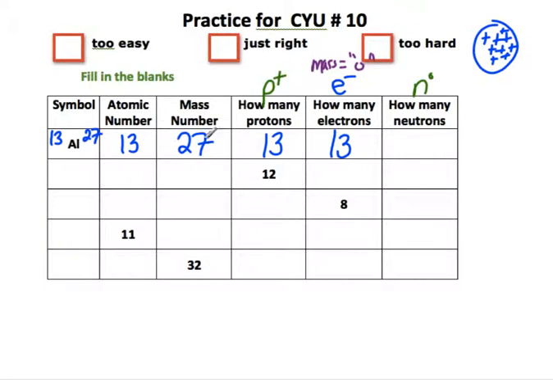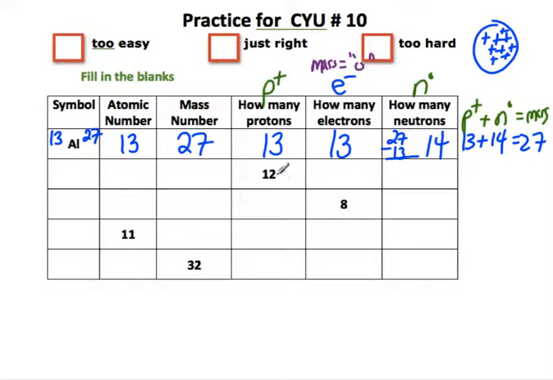So, if the mass number is 27, and we know there are 13 protons, then to figure out the number of neutrons, we just have to take that 27 and subtract the number of protons, and we get 14. That's how many neutrons there are, because 13 plus 14 equals 27. The 13 being the mass contributed by the protons, and the 14 being the mass contributed by the neutrons. And that's where the mass of the atom comes from.